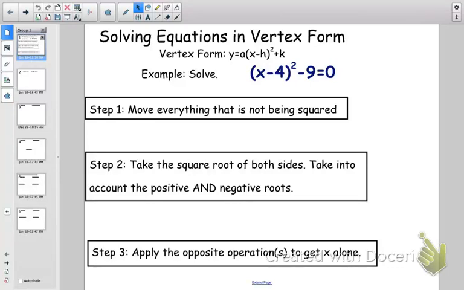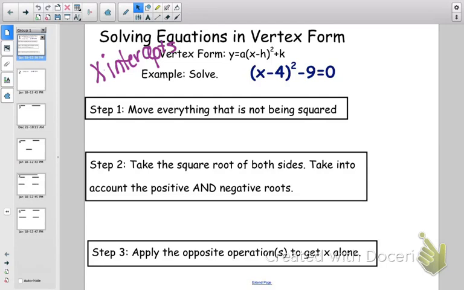Hi everybody, this is the video for solving equations that are in vertex form. So again, vertex form was topic 1 where you can clearly see what the transformations are. Now we're going to solve them when we set them equal to 0. This is how we find the x-intercepts of any equation that's in vertex form.